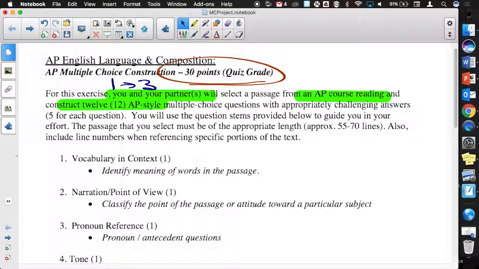So if you want to do the Prologue from Invisible Man, go for it. If you want to go all the way back to something earlier in the year, that's perfectly fine too.